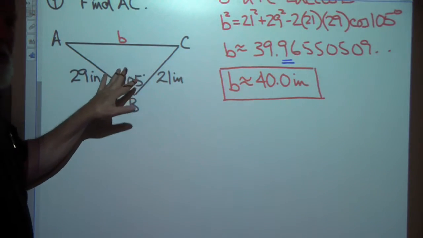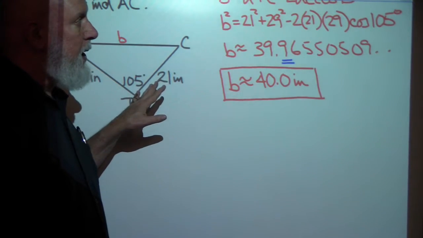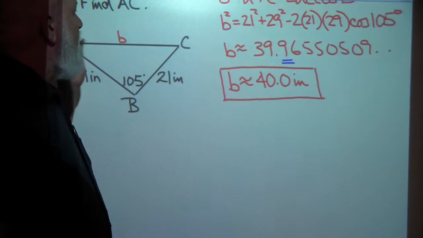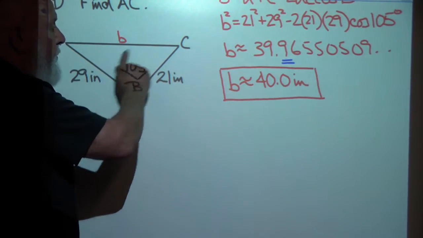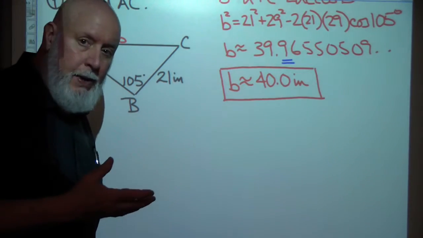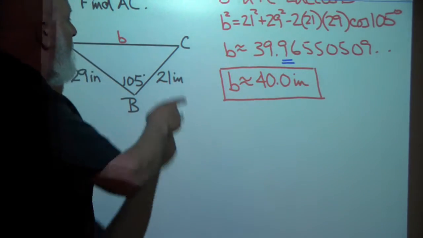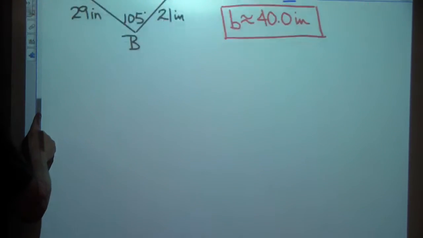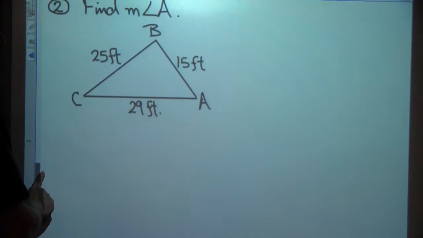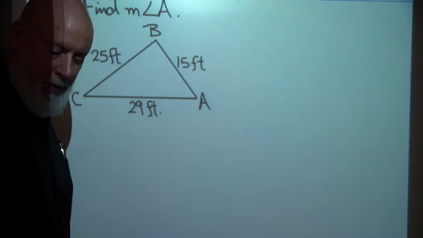Now, if I'd run across this problem and it said just find AC and it didn't tell me to use the law of cosines, the first thing I would have done is to try to see if I could use the law of sines. And when I realized I couldn't use the law of sines, then I would jump over to the law of cosines and do that. I always try to use the law of sines first if I can.